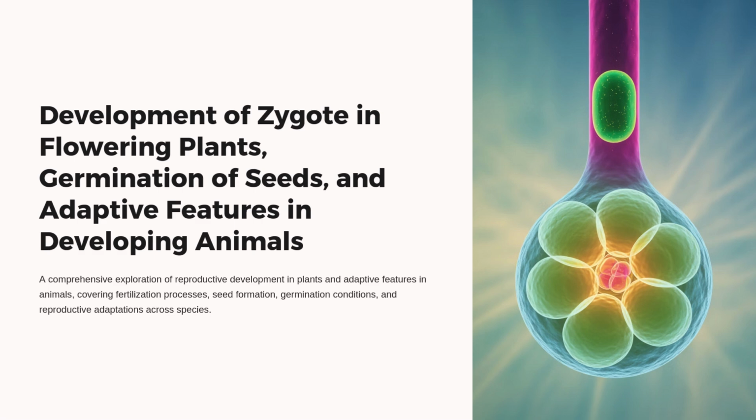Development of zygote in flowering plants, germination of seeds, and adaptive features in developing animals. A comprehensive exploration of reproductive development in plants and adaptive features in animals, covering fertilization processes, seed formation, germination conditions, and reproductive adaptations across species.